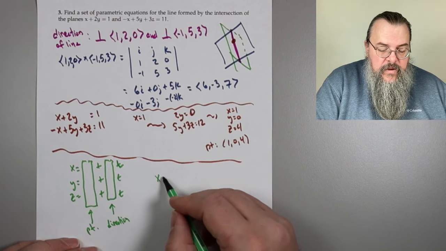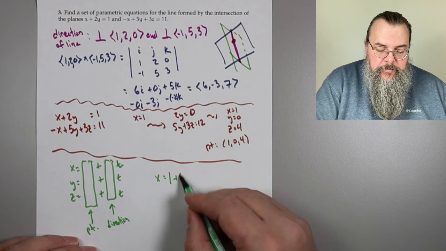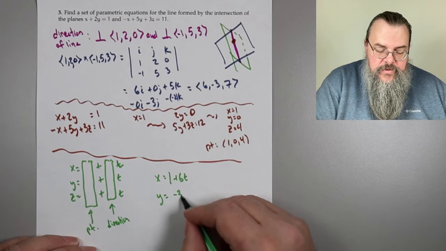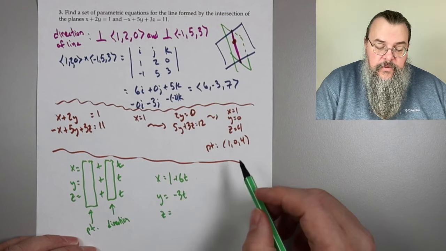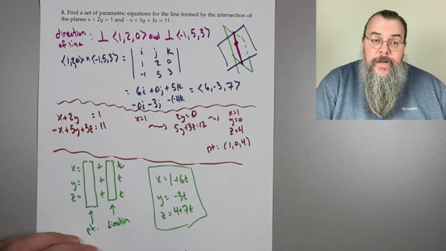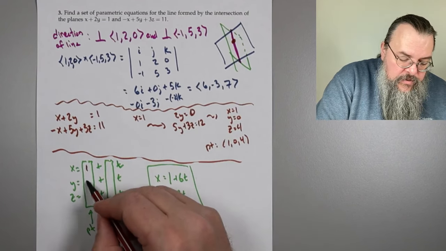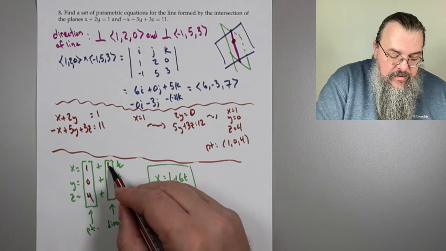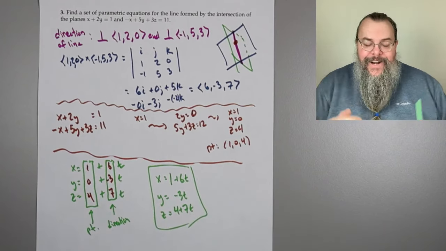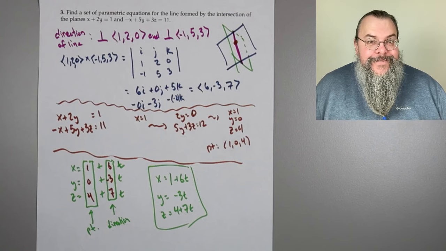And so for us, we'd have x equals 1 plus 6t, y equals 0 minus 3t, so we'll just write that as minus 3t, and z equals 4 plus 7t. Right? So again, what's going on here is we plugged in 1, 0, 4, that's our point, and 6, minus 3, 7, that's our vector. And then we just rewrote it. All right, good. What a fun problem. All right, let's keep going.